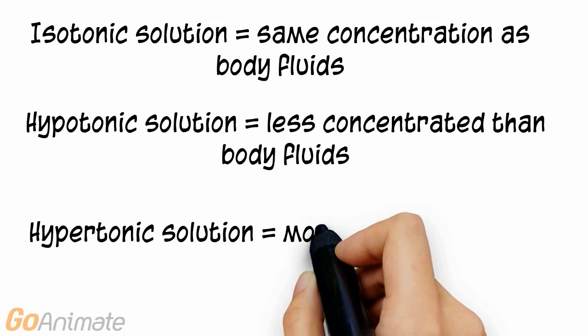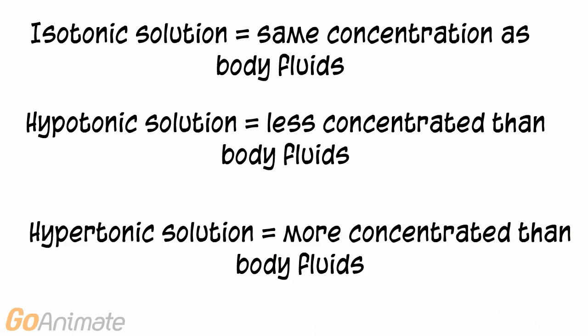Tonicity or concentration can be described in terms of isotonic, hypotonic, and hypertonic solutions. Isotonic solutions have the same concentration as body fluids. Hypotonic solutions are less concentrated than body fluids. Hypertonic solutions are more concentrated than body fluids.